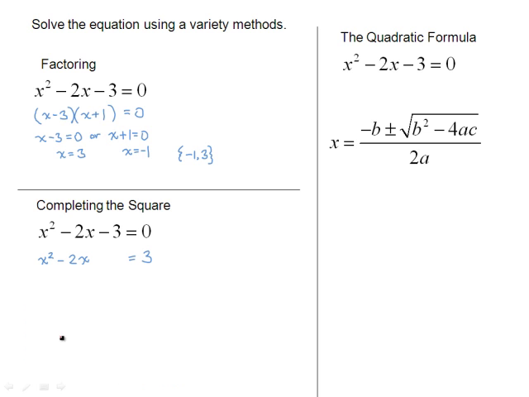Now, the next step in completing the square is to figure out what term would complete the square. And so in this case, remember, we would want to take half of the middle coefficient. The middle coefficient is negative 2. So we'd like to take half of that middle coefficient and square it. Half of negative 2 is negative 1. And negative 1 squared is positive 1. So we'll add 1 to both sides.